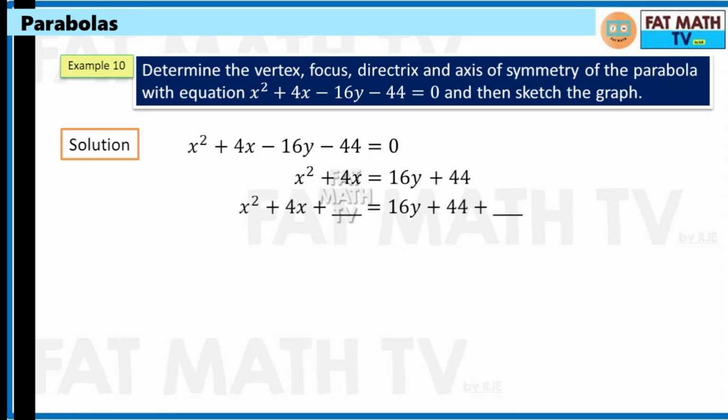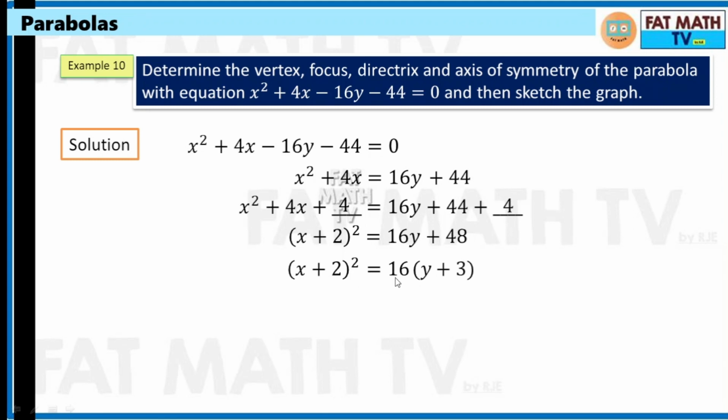And then complete the perfect square trinomial. To get the last term, you take half of 4. Half of 4 is 2, and then square it. So that is 2 squared, that is 4. So if you add 4 to the left, you have to add 4 to the right. And then factor the left side of the equation. You will get (x plus 2) squared equals 16y, and then 44 plus 4 is 48. And then you have to factor out the coefficient of y here. So you will get 16 times (y plus 3), since 16y divided by 16 is y and 48 divided by 16 is positive 3. And this is now a standard equation.